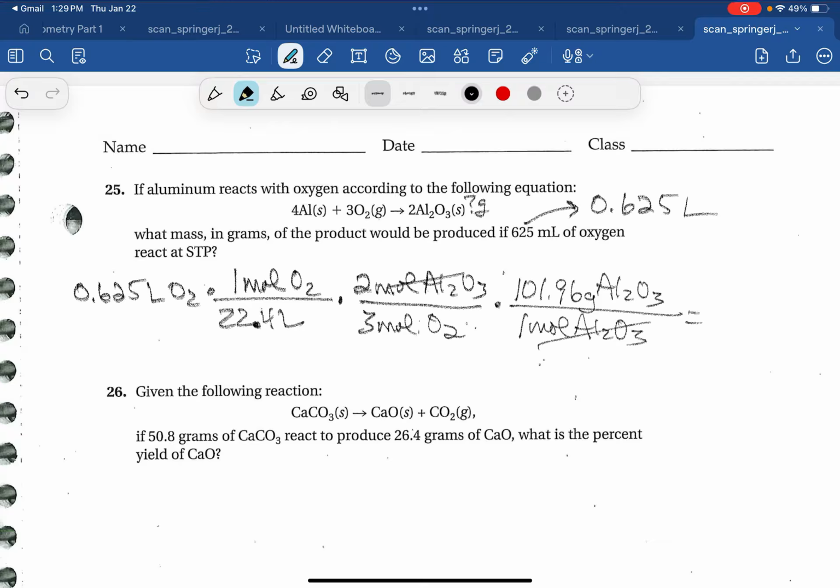So we'll cancel everything that cancels. So 0.625 divided by 22.4 times 2/3, that was 101.9, and I got 1.90 grams aluminum oxide.